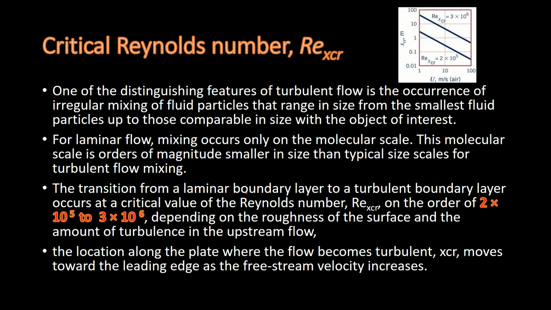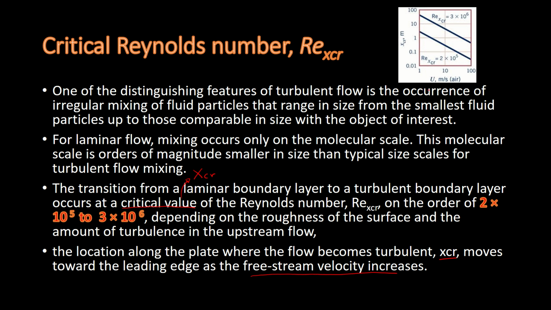The transition from a laminar boundary layer to a turbulent boundary layer occurs at a critical value of the Reynolds number, on the order of 2 times 10 to the power 5 to 3 times 10 to the power 6, depending on the roughness of the surface and the amount of turbulence in the upstream flow. The location along the plate where the flow becomes turbulent, x critical, moves toward the leading edge as the free stream velocity increases.